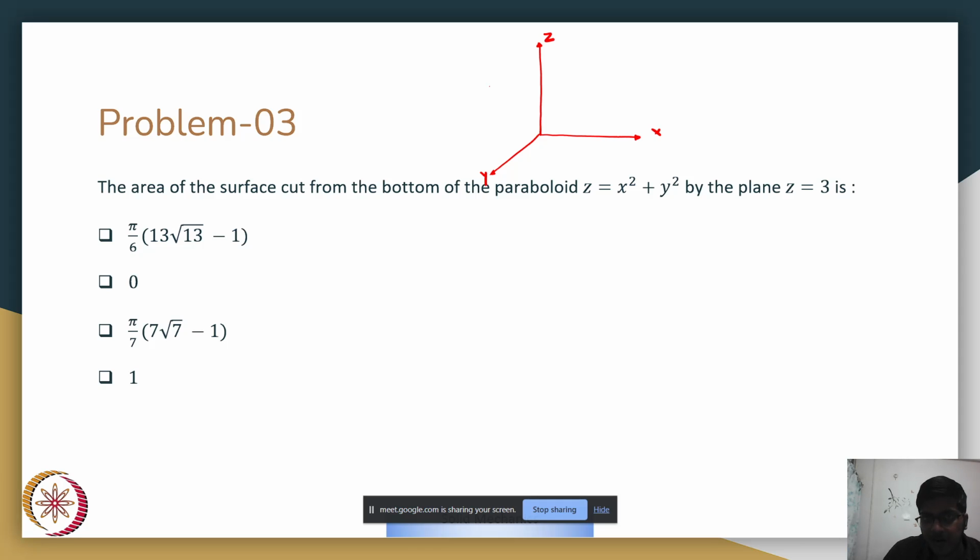So it's the paraboloid z equal to x² plus y². It will pass through the origin. You can verify that by simply putting x, y, z to be 0. And suppose this is my point z equal to 3. Then I can have this particular plane like this. And it would cut the surface like this. So we are asked to calculate the area of this particular surface.